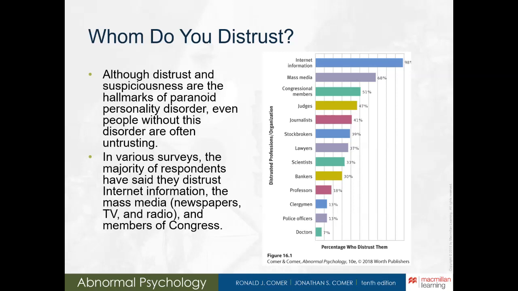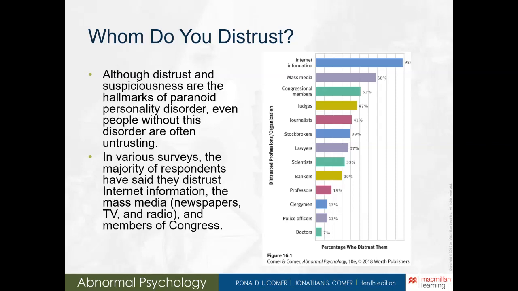So, whom do you distrust? When we think about distrust and suspiciousness, these are the hallmarks of paranoid personality disorder. Even people without this disorder can often be distrusting. What you see here in figure 16.1 are the percentages who distrust, those with paranoid personality disorder. Who do they actually distrust? Well, the information from the internet is the biggest factor, at 98%, followed by mass media at 68%. And then you see the people that they distrust going downward.